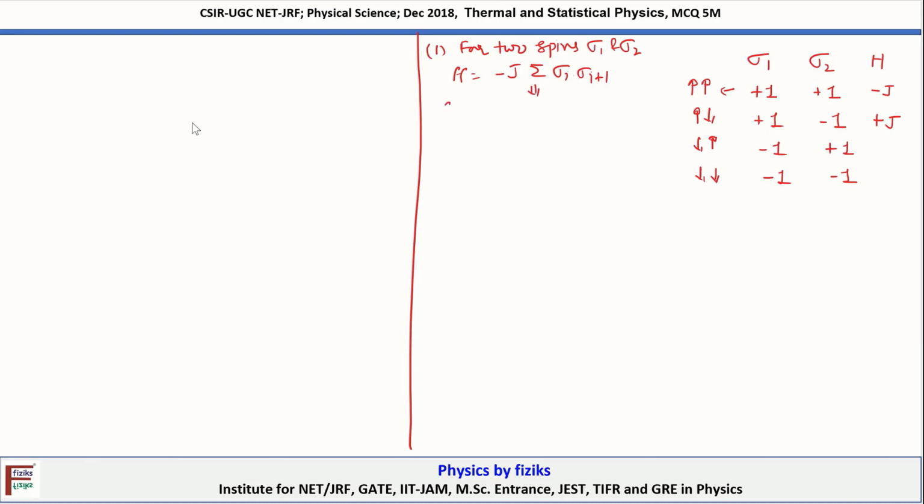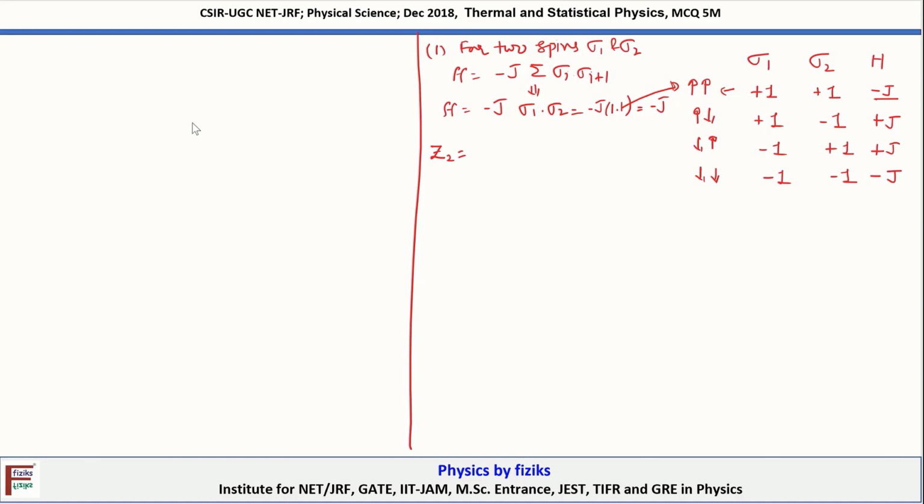So for instance, H for the first case I am talking about this one is -J σ1 · σ2, equal to -J multiplied by 1 · 1, so that is equal to -J. That's what I have written here, -J. For the second case it's +J, and for the third case also it's +J, and for the last one it is -J only.